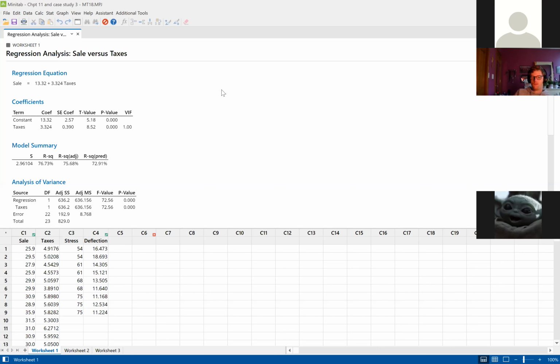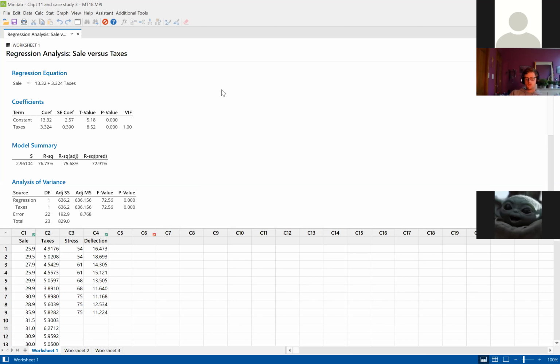So when we look on our document and we want to say what is the predictor coefficient, that's that 3.324. And our y-intercept, see here it says constant, because that's what we're using to calculate sales. So that constant is the y-intercept. And that y-intercept is 13.32.